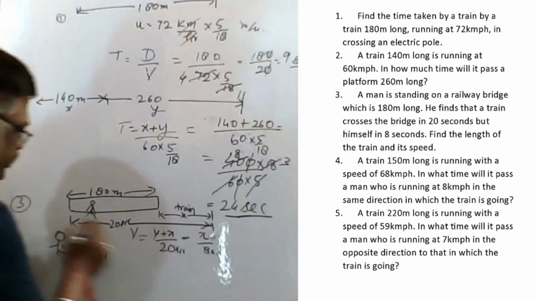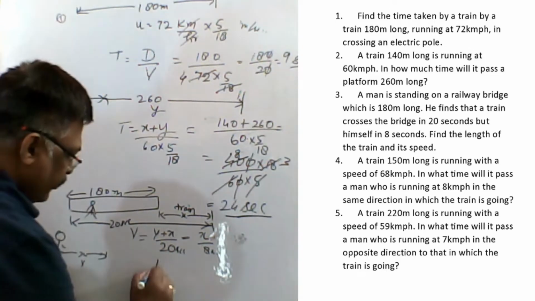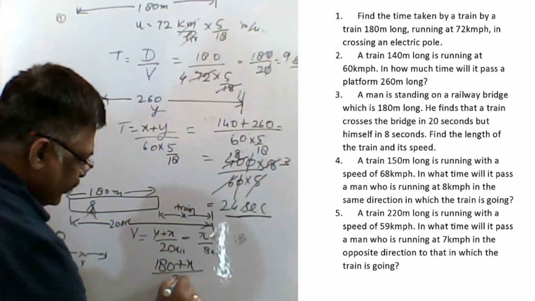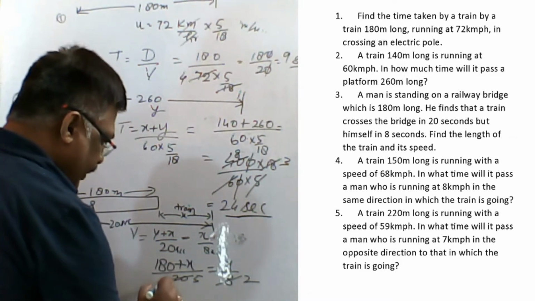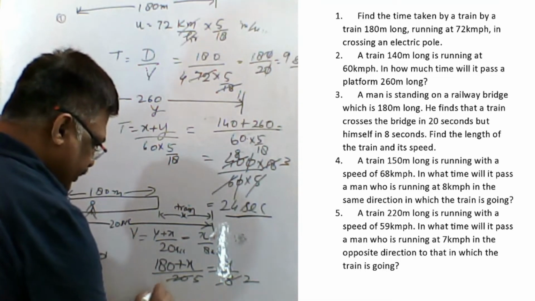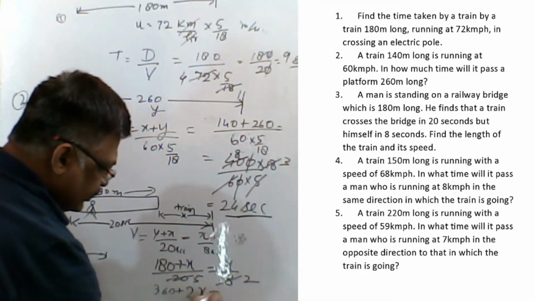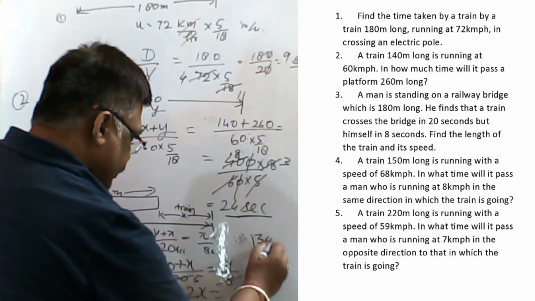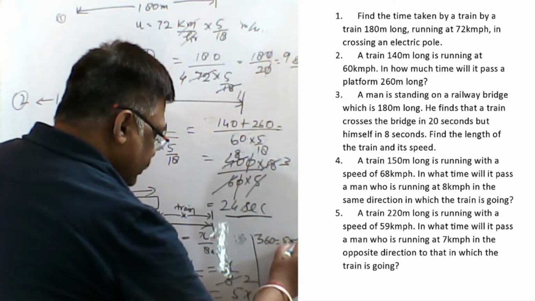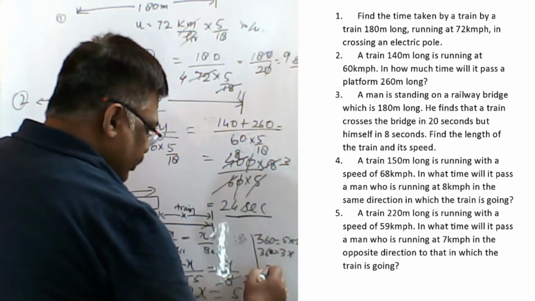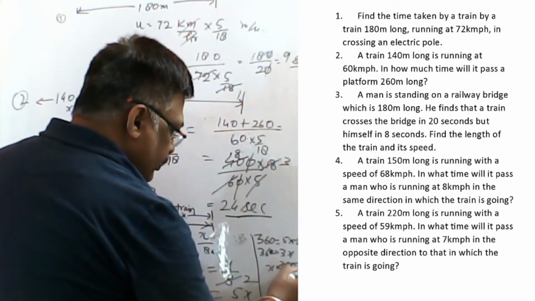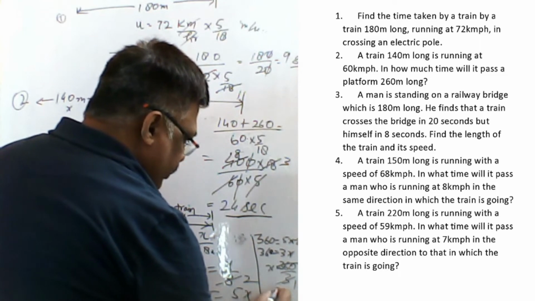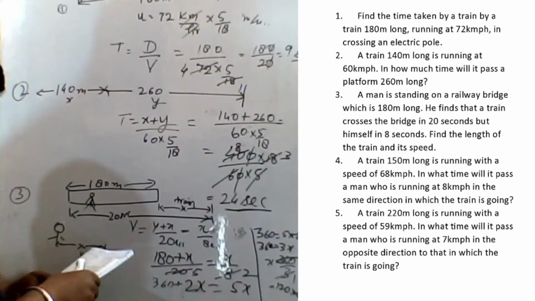So y is how much? 180 meters. (180 plus x) by 20 is equal to x by 8. 4 twos are 8, 5 fours are 20. If you multiply, it becomes 360 plus 2x is equal to 5x. 360 is equal to 5x minus 2x, so 3x. x is equal to 360 by 3. So x is equal to how much? 120 meters. That is the length of the train.